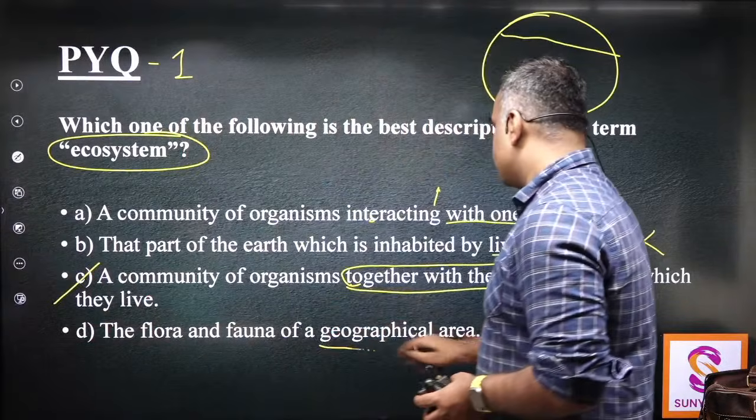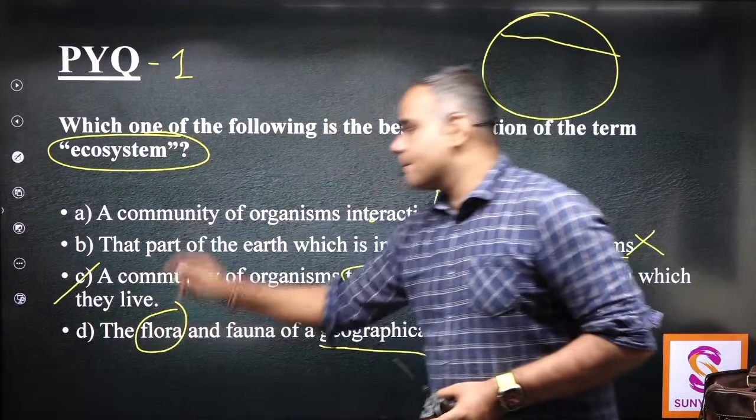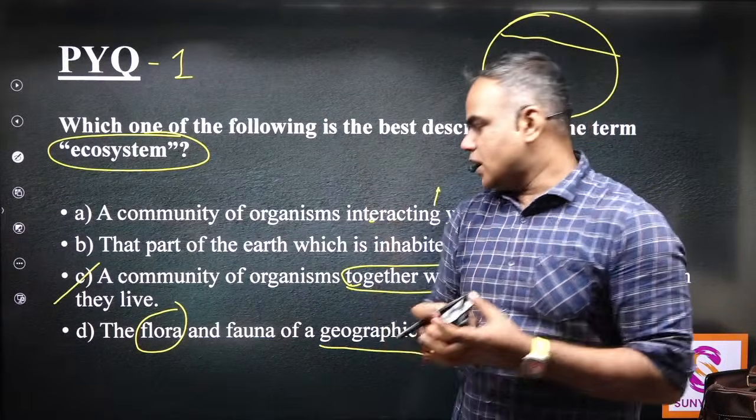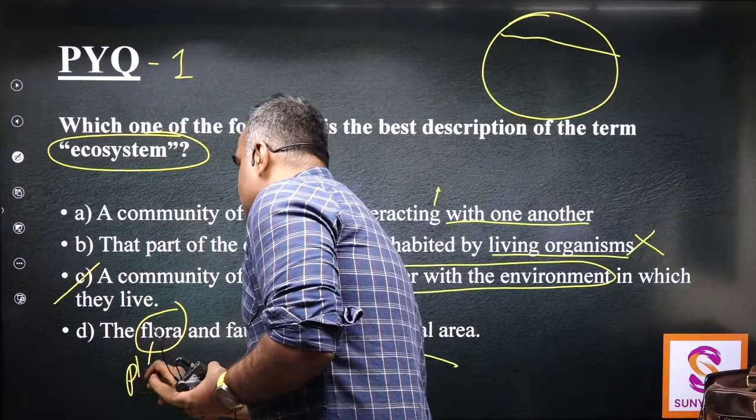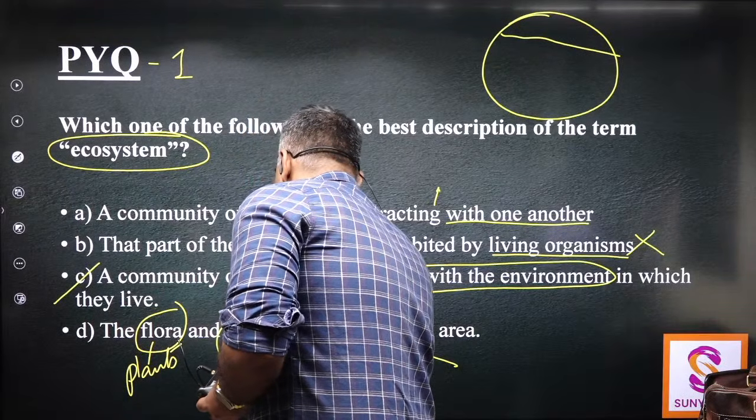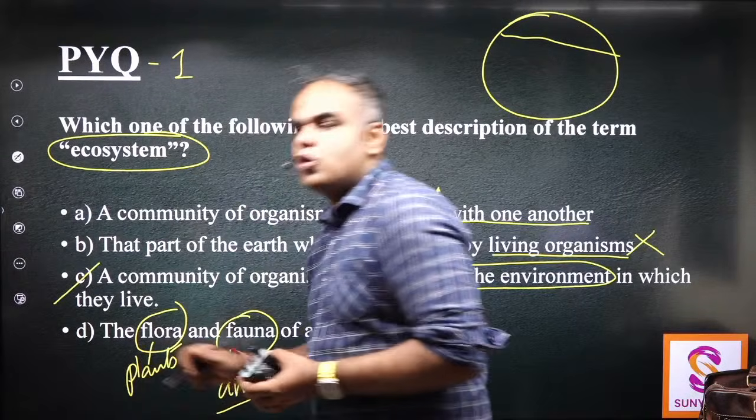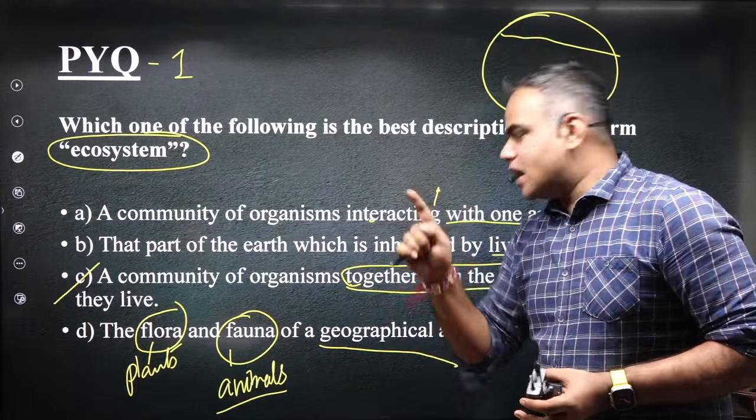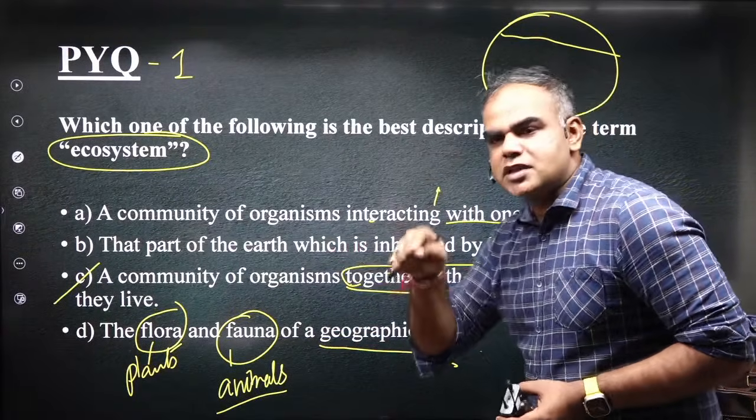Flora and fauna. Okay, what is flora? Tell me, what is flora? Flora is plants. What is fauna? Animals. Basic terms, in case you don't know, now you know. Now, flora and fauna, which means plants and animals of a geographical area. Why is this not the answer? Tell me.